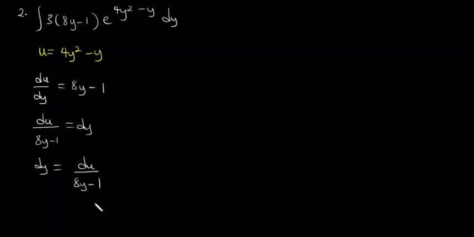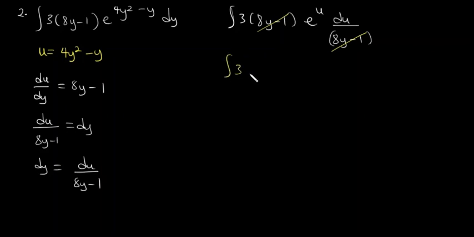Now let's go back to the main expression. We're going to have the integral of 3 multiplying 8y minus 1, multiplying e to the power u, and now our dy is du over 8y minus 1. You can see that we can do some cancellation here, so this will cancel out this. At the end you're going to have the integral of 3 multiplying e to the power u du. We can write this as 3 multiplying the integral of e to the power u du.